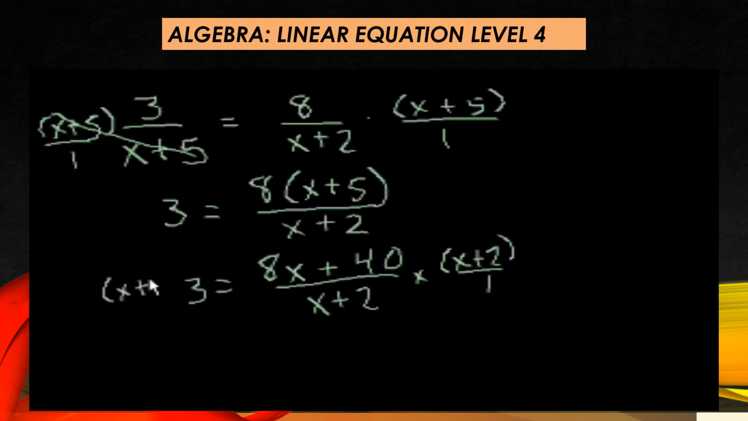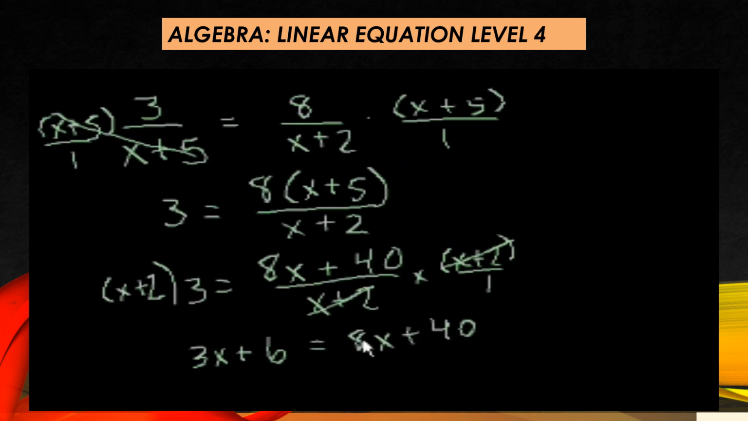X plus 2. We could just say we're multiplying both sides by x plus 2. That 1 is a little unnecessary. So the left-hand side becomes 3x plus 6. Remember, always distribute the 3 times, because you're multiplying it times the whole expression, x plus 2. And on the right-hand side, well, this x plus 2 and this x plus 2 will cancel out, and we're left with 8x plus 40. And this is now a level 3 problem.